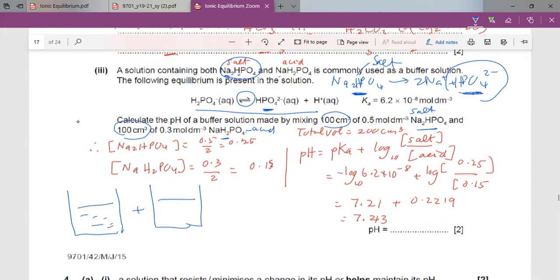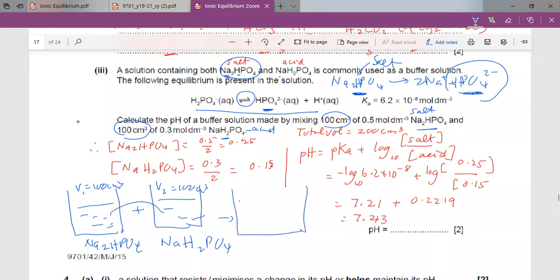Now here's 100 cm cube. The volume of the first one is 100 cm cube, of your disodium hydrogen phosphate. And this one is also 100 cm cube, and this is your sodium dihydrogen phosphate. Mix the two together and you get a big container of what volume? 200 cm cube. That's why the concentration will be half of the original concentration.